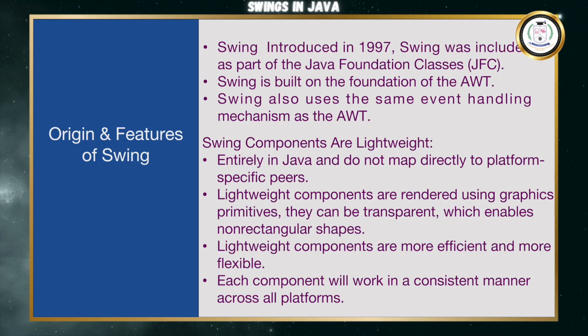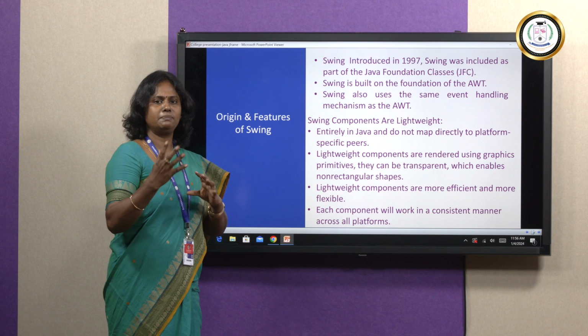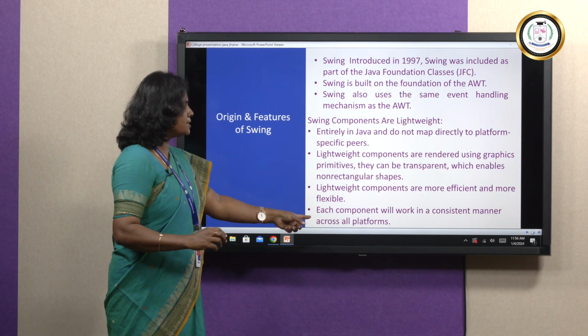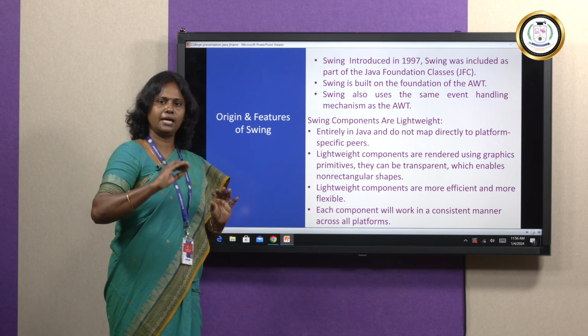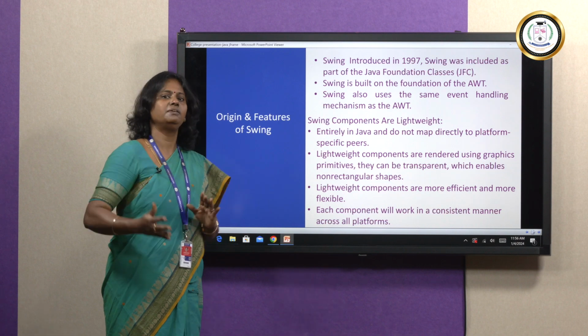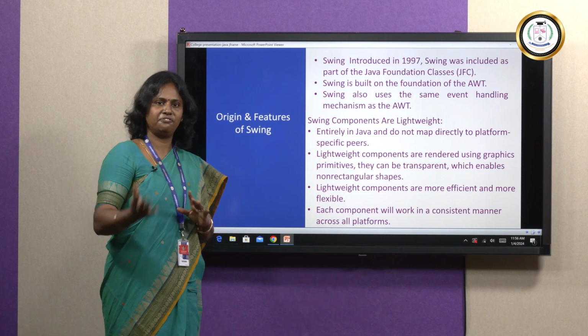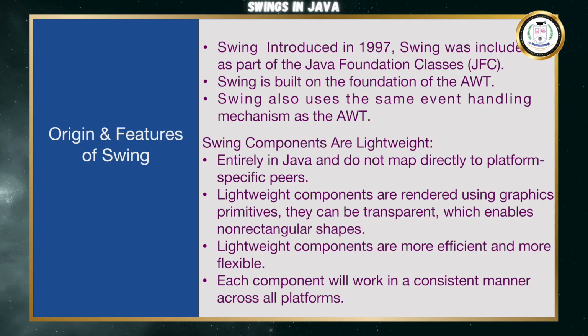So what does lightweight mean? It is more flexible. Each component works across all platforms. We can modify whatever we want and perform it on different platforms. That is the first feature. What is the second feature? Look and feel.